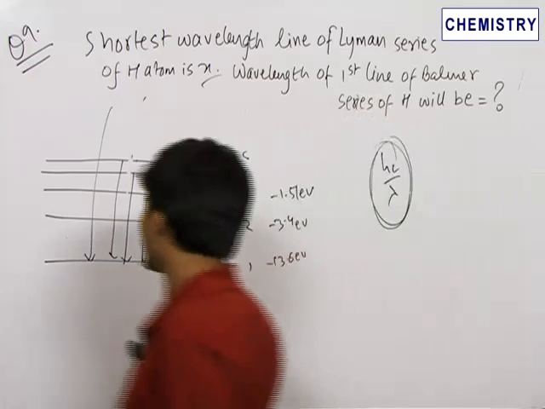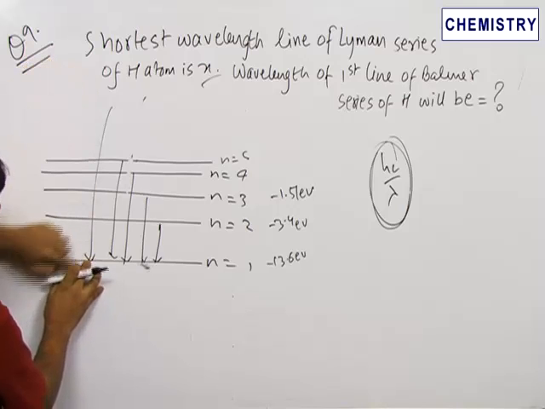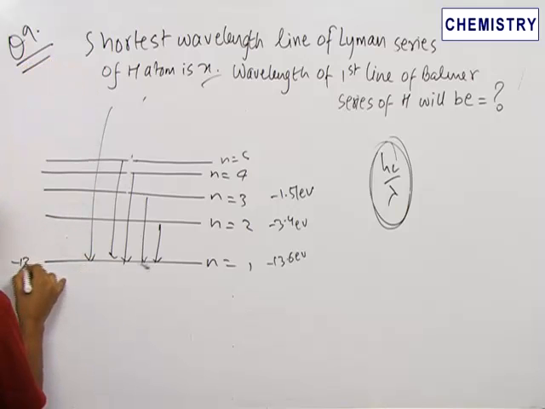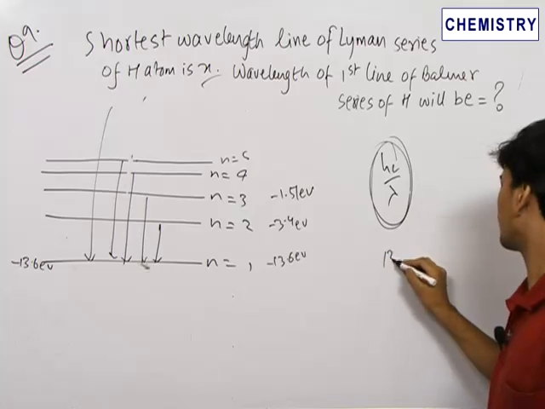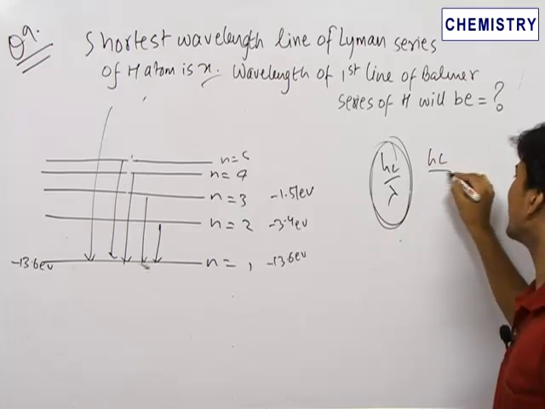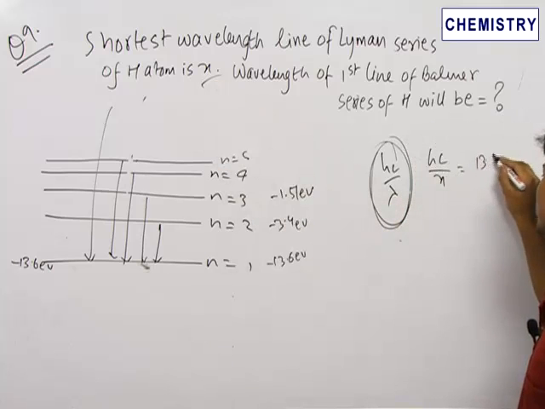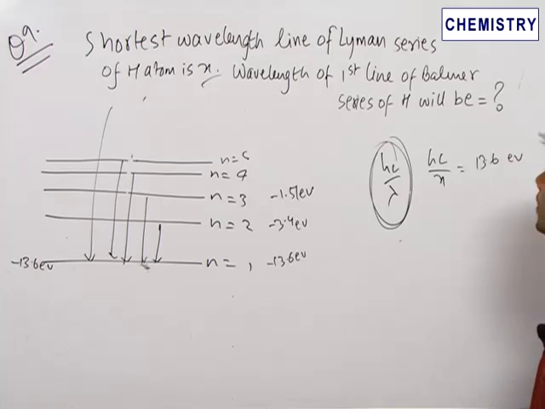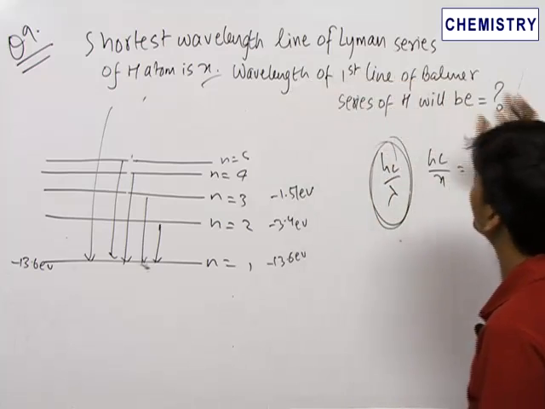Now the maximum energy transition of the Lyman series is the one coming from infinity to n equal to 1. Now the energy of this state is minus 13.6 electron volts. Therefore the energy of this transition will be equal to 13.6 electron volts. Therefore we can write hc upon X, this lambda is given to be X, is equal to 13.6 electron volts.